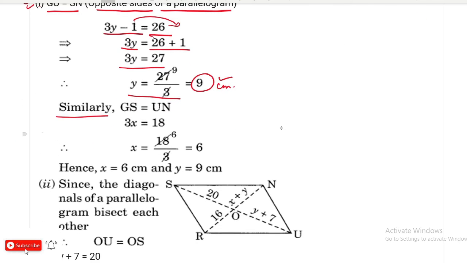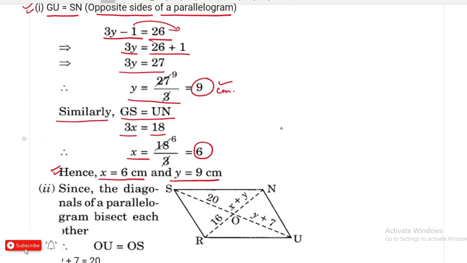So we can write here GS parallel to UN, and the value of GS is 3x and the value of UN is 18. Then x is equal to 18 upon 3 and it gives you 6. Hence the value of x is 6 centimeter and the value of y is 9 centimeter. Our first part is complete. Now the second part of the question.